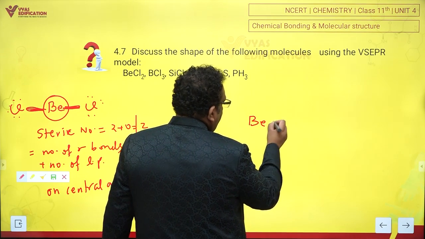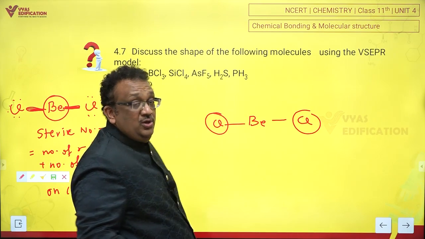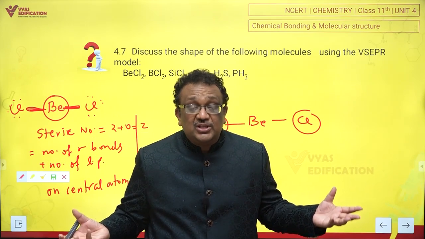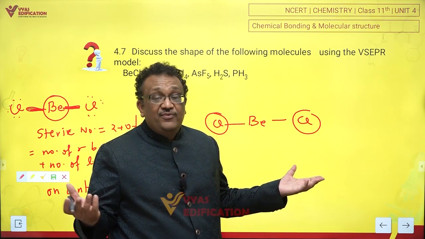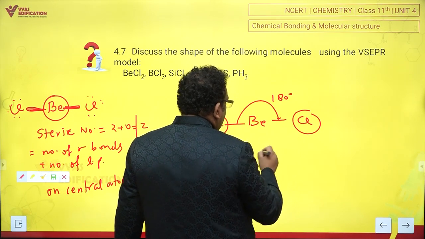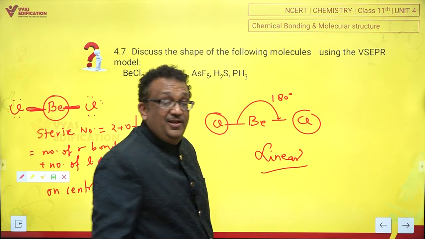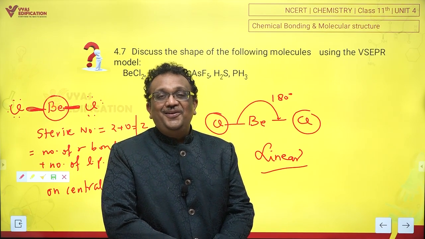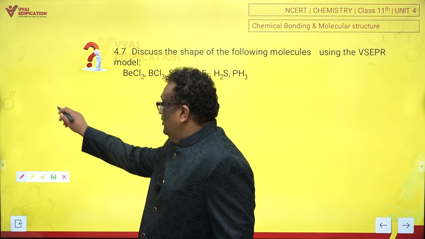If they are just opposite to each other, what happens? You have Be. Now, if Cl atoms repel each other, as per VSEPR theory, they want to go as far apart from each other as possible. And the most apart they can go is when they are just opposite. If they are just opposite, this bond angle is 180 degrees, and the structure is linear. Yes, very much linear. This brings us to BCl3, the second in the line.